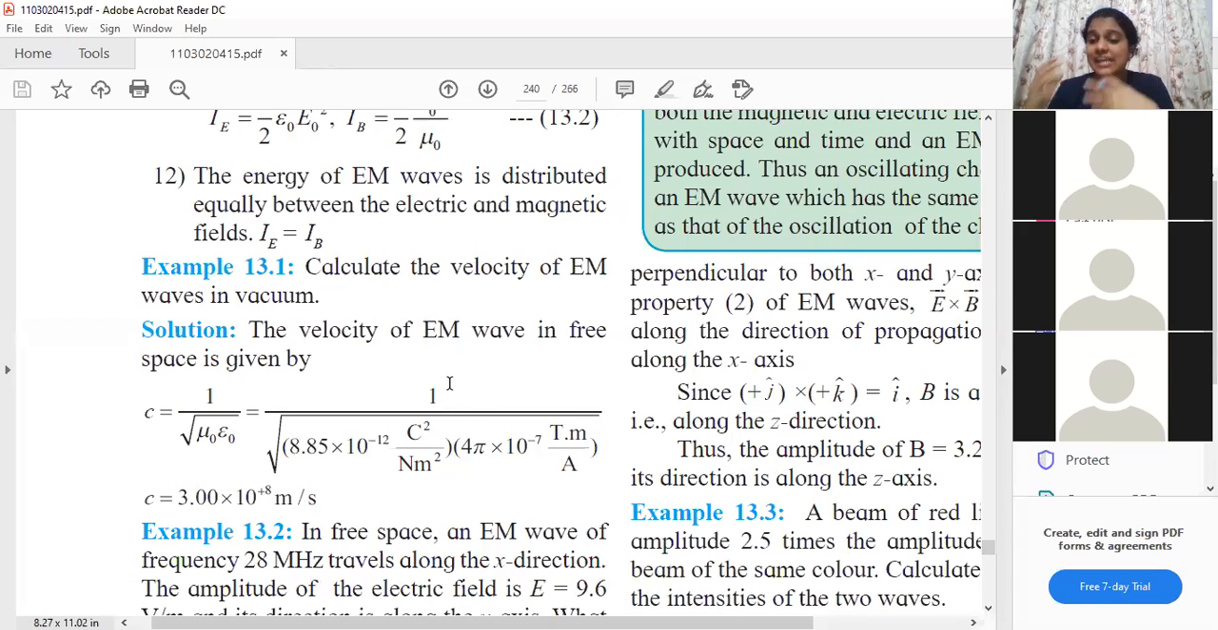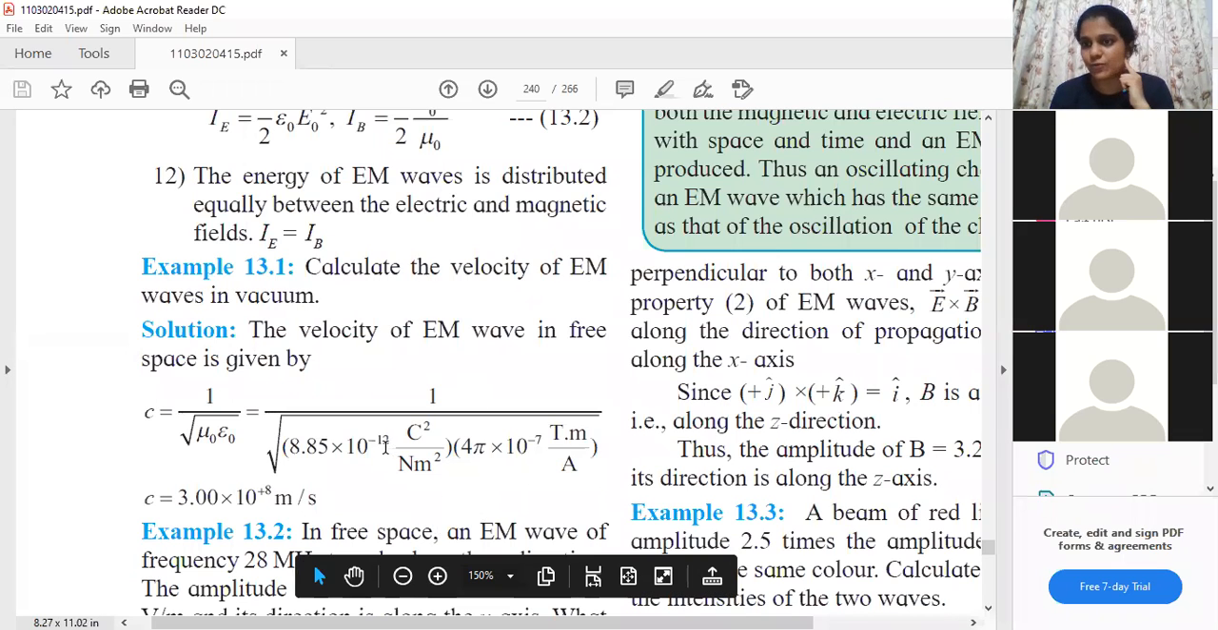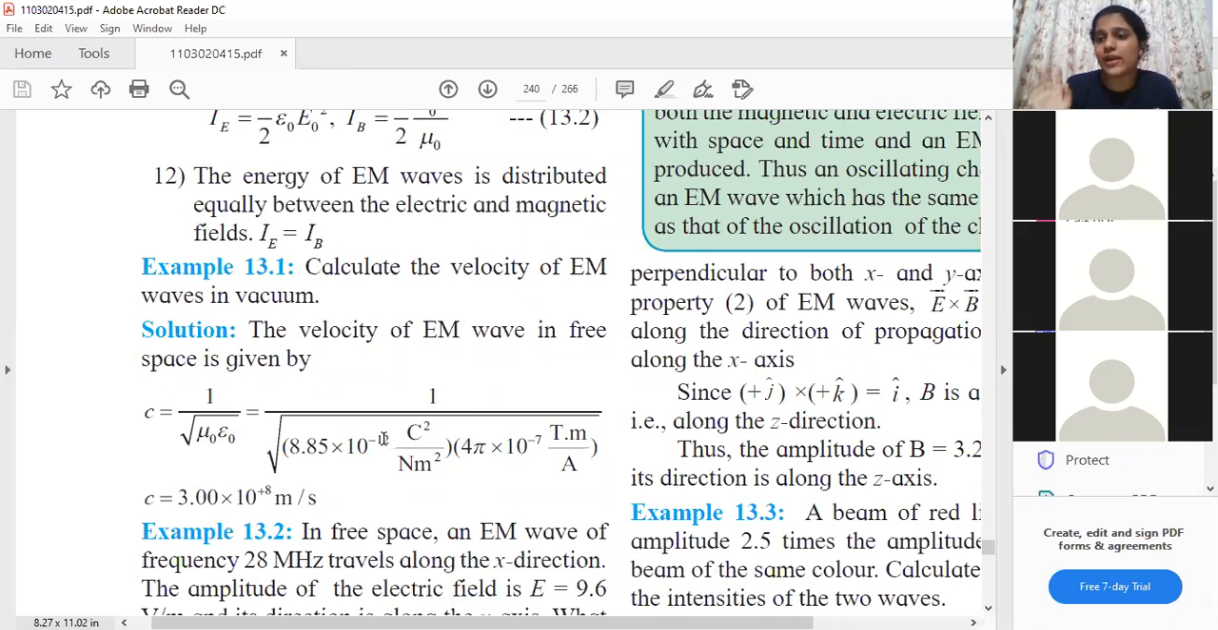Even for your test, if there is a test of this chapter and I give any question from here, the solved numericals, then you all have to write everything properly. You cannot just write it in the shortcut manner of the textbook. You have to show all the calculations. I'll discuss the numericals, but it is up to you to practice.